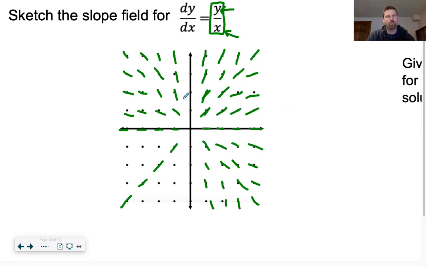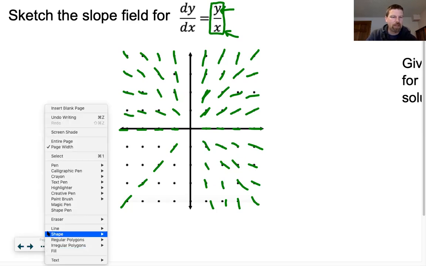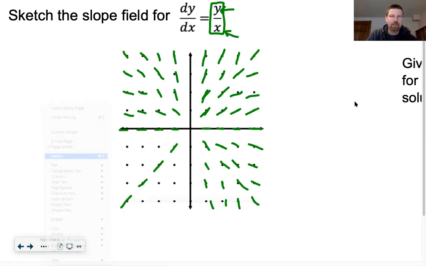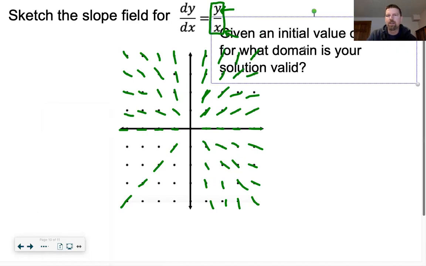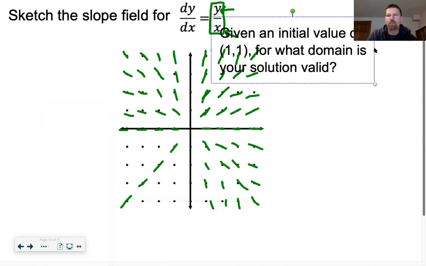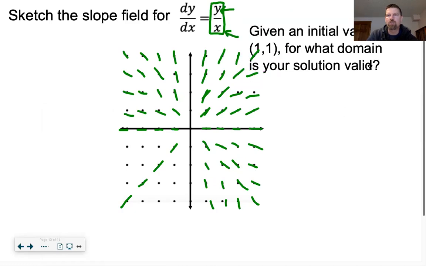So that's sketching a slope field. I've got one thing hidden here. I want to see what it is. It looks like we got a question. This says, given an initial value of 1, 1, for what domain is your solution valid?